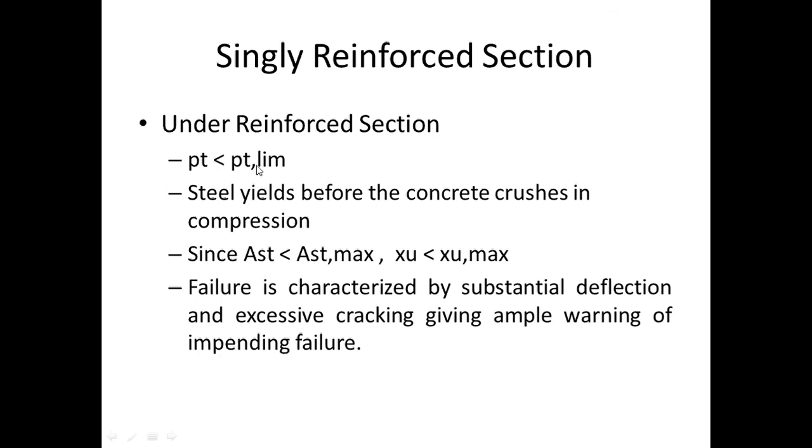In the under reinforced section, the percentage of reinforcement should always be less than the limiting percentage. The steel yields before the concrete crushes in compression. The steel yields first, then the concrete gets crushed. The required steel reinforcement should be less than the maximum, that is, the depth of the neutral axis is less than the maximum neutral axis. The failure is characterized by substantial deflection and excessive cracking, giving ample warning. So some amount of cracking and deflection will be shown before the structure fails, so you will have some time to repair the structure.